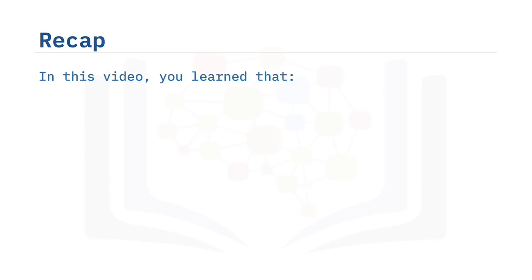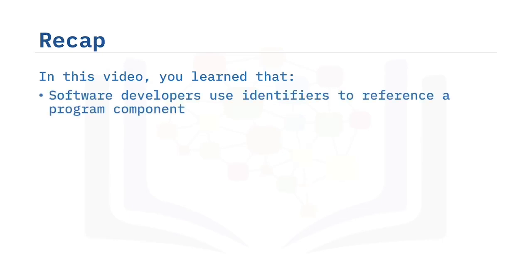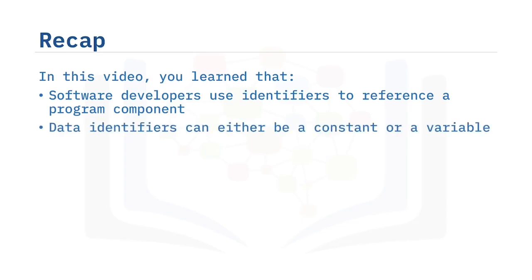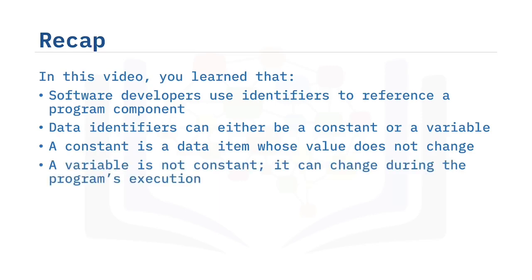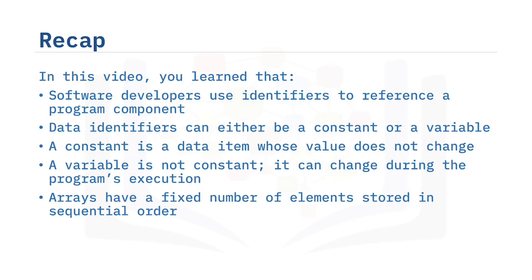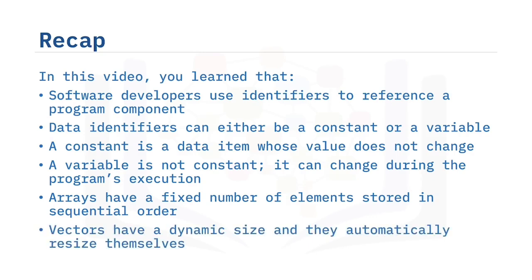In this video, you learned that software developers use an identifier to reference a program component. If an identifier stores data, then it can either be a constant or a variable. A constant is a data item whose value does not change within the program. A variable is not constant, it can change during the program's execution. In an array, a fixed number of elements of the same type are stored in sequential order, starting from 0. And vectors have a dynamic size, and they automatically resize themselves as elements are added or removed.